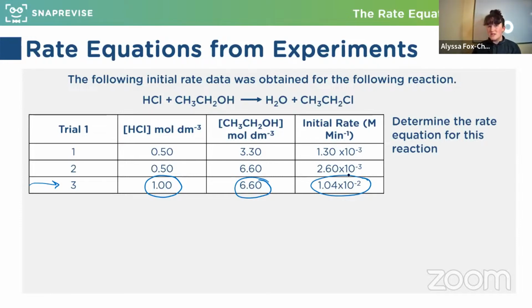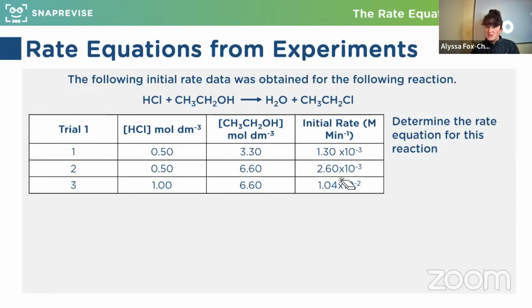We can now use that data to determine the rate equation for this reaction. To begin with, we need to determine the order of reaction with respect to each of our 2 reactants. So how do we do that? Feel free, if you feel confident, to jump ahead and see if you can come up with a rate equation. If you're not feeling confident, that's absolutely fine. We're going to have a look at it together.